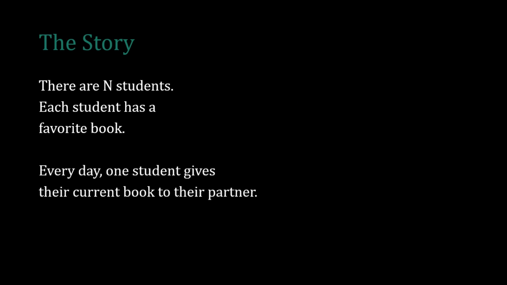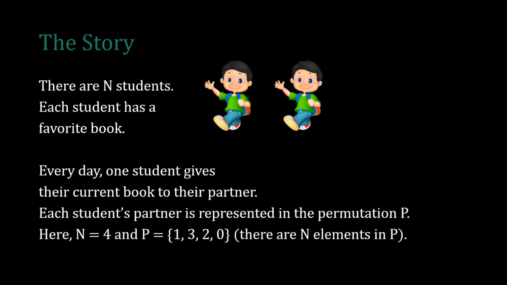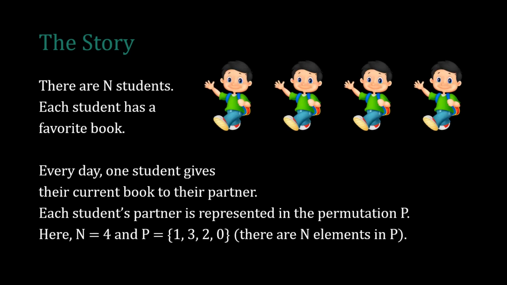We have the story. There are n students. Each student has a favorite book. Every day, one student gives their current book to their partner. Each student's partner is represented in the permutation P. So here, for example, we have n equals 4 and P equals 1, 3, 2, 0. There are n elements in P. So what does it mean? It means basically that we have n students, which are 4 students. Each student has a book.